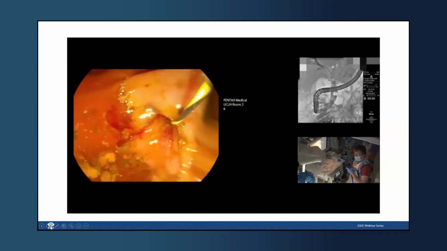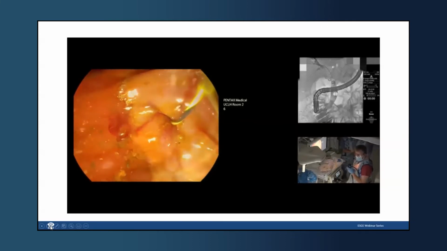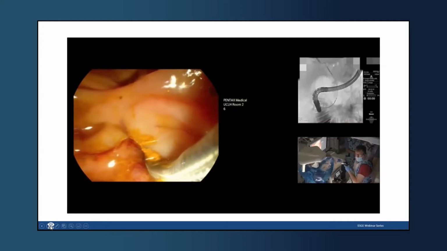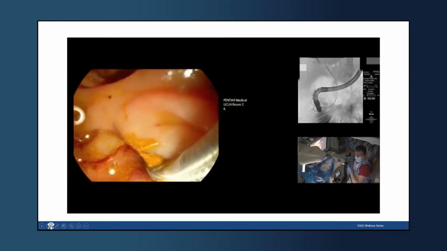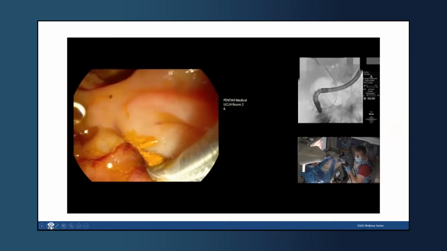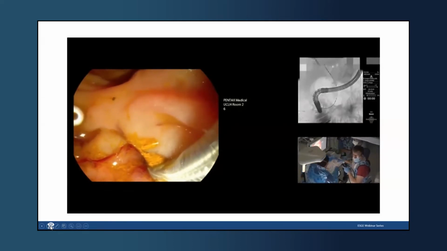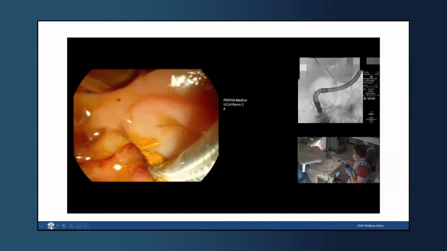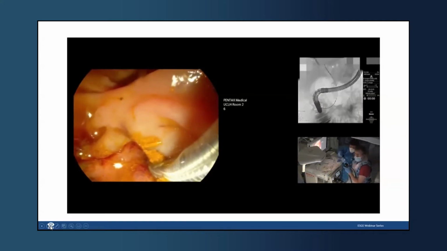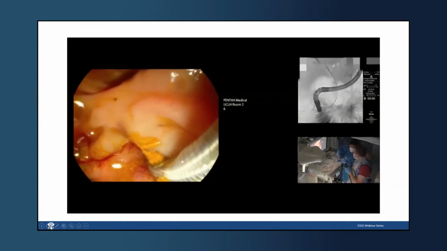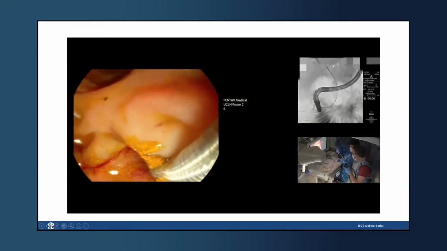Okay, so it's inserted over a long wire. There. So 3 markers, one at the top, one in the middle, which ideally should be where the stricture is, and then one at the bottom. Good. Okay, good. So let's start deploying now. Screen, please. We'll do this under screening. Excellent. Good. And let's slowly deploy.